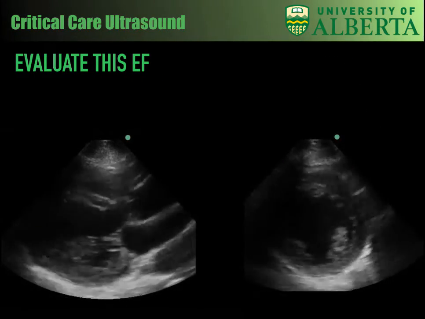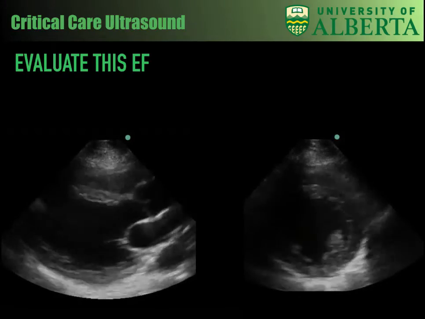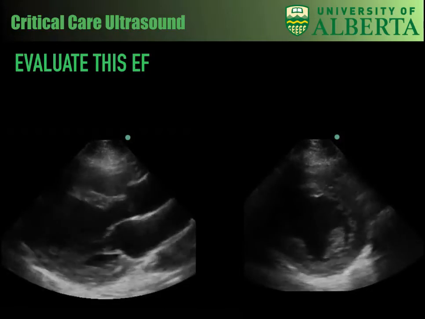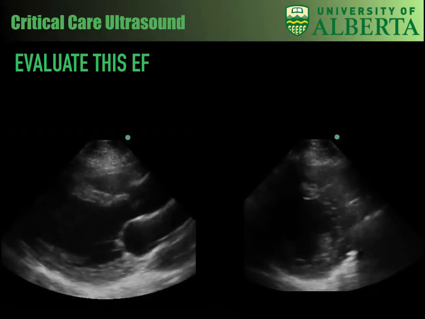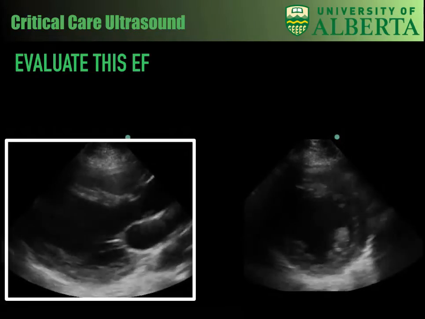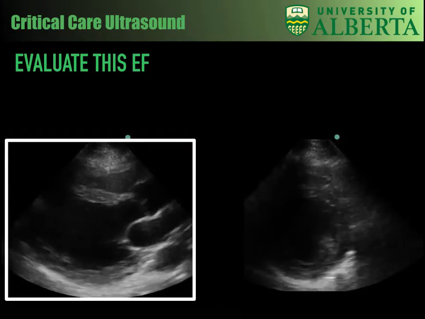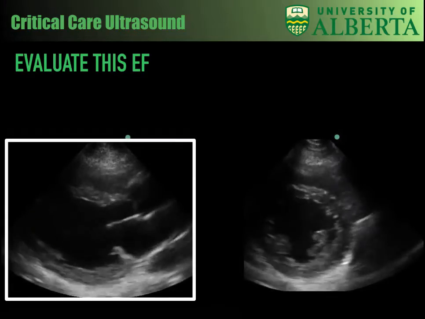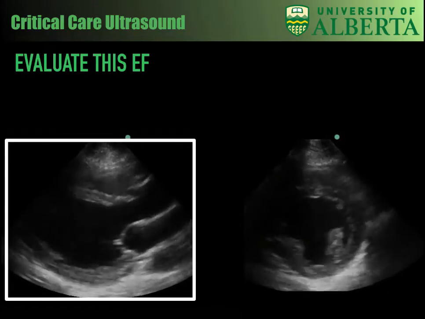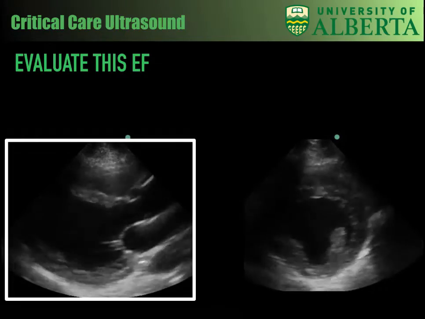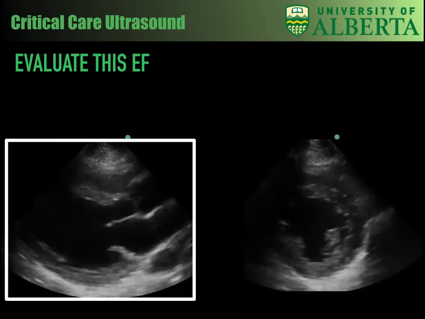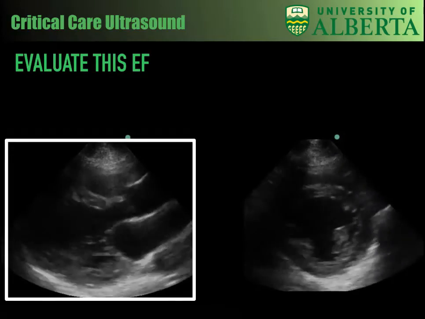Here's another image. First of all, just looking at it from a gross pattern recognition, the LV does look really dilated. And again, there's that reduced myocardial thickening in the long axis on screen left. And overall, obviously, we're looking at a depressed myocardium here, again confirmed on your parasternal short axis on screen right. And so in this case, the EF is more in a severely depressed range.